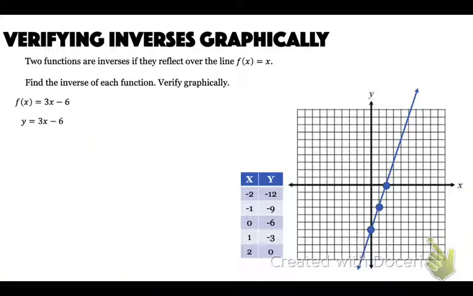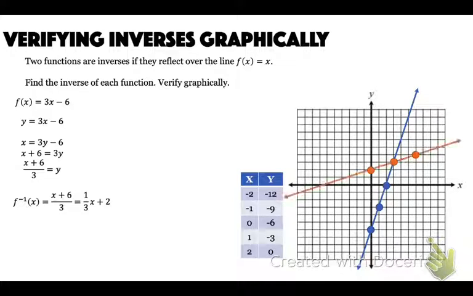Okay? So if I find the inverse, we have y equals 3x minus 6, which is x equals 3y minus 6 if I switch those. Solve this: add the 6, divide by 3. So I have f inverse equals (x plus 6) over 3, which is really the same as 1/3 x plus 2. So that means I'm going to cross the y-axis at 2, and I'm going to have a slope of 1/3. So up 1 over 3, up 1 over 3.